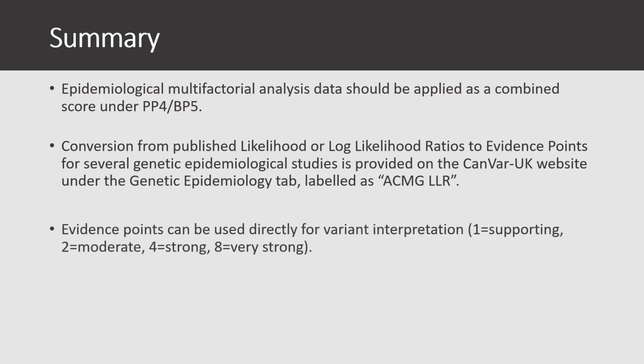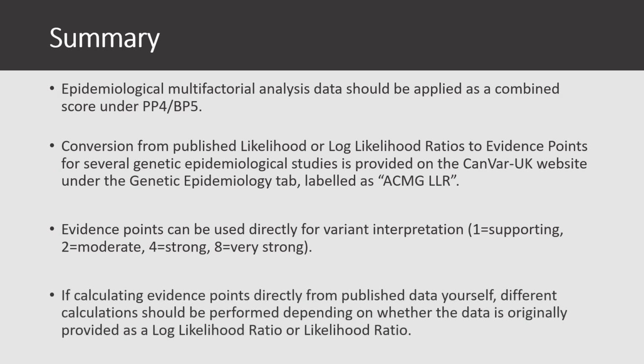Evidence points can be used directly for variant interpretation, where 1 point is equal to supporting evidence, 2 for moderate, 4 for strong, and 8 for very strong. If calculating evidence points directly from published data yourself, different calculations should be performed depending on whether the data is originally provided as a log likelihood ratio or a likelihood ratio.